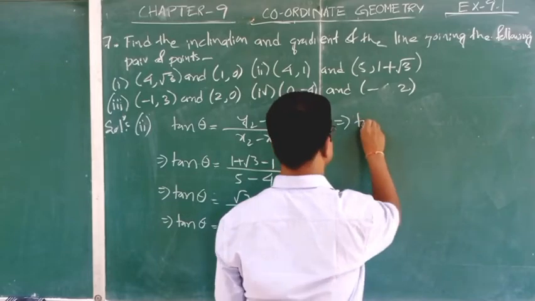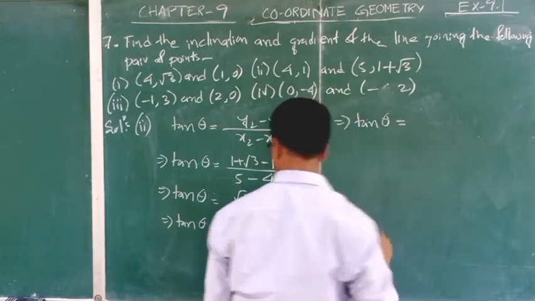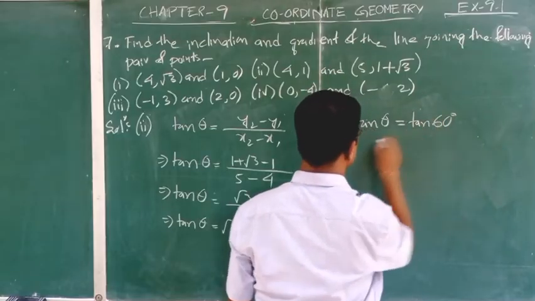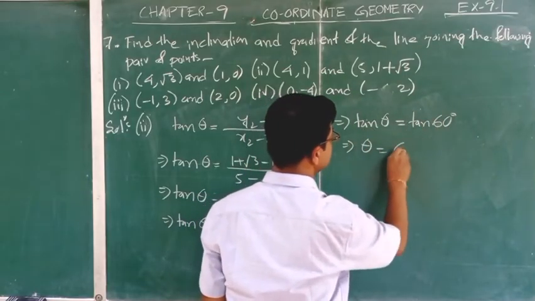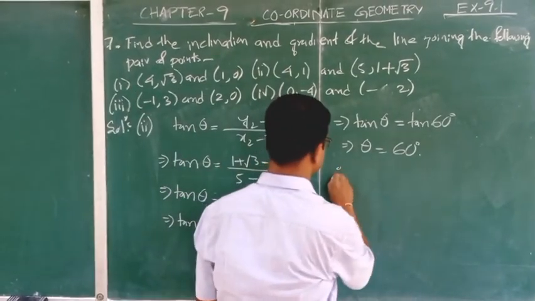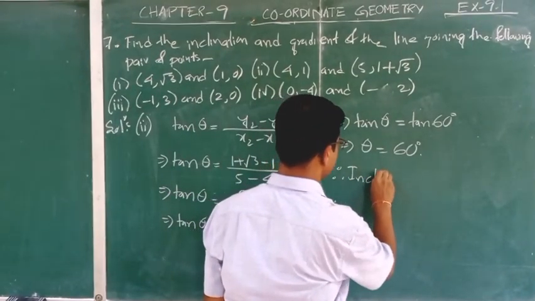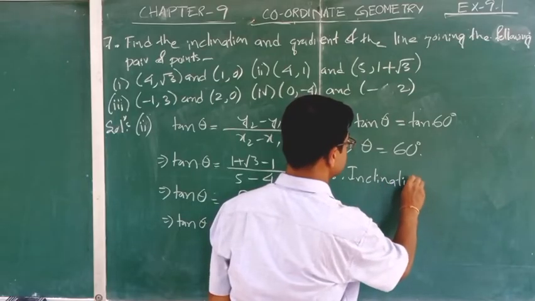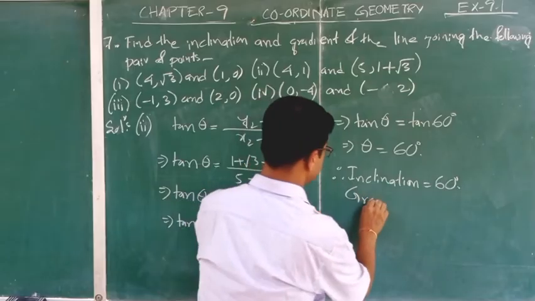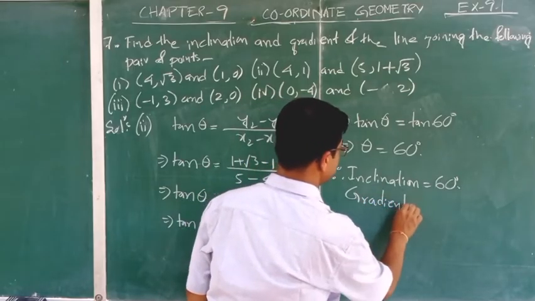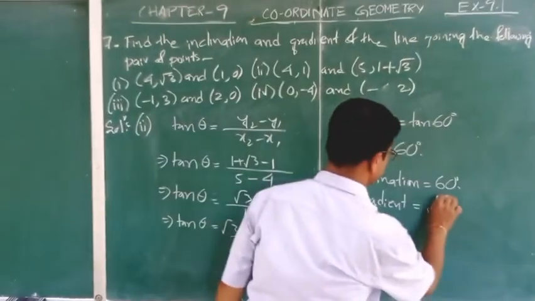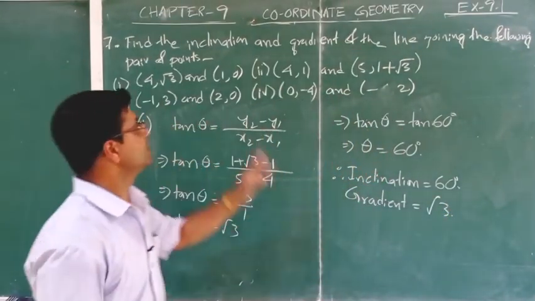So here tan of theta. Tan of which angle is root 3? Can you say? Yes, you can say tan of 60 degree. So therefore theta equals 60 degree. Got it? Now let us write the answer. Therefore inclination is 60 degree, and the gradient is how much? Gradient we found is root 3. Have you understood this? Now let us do number 3.